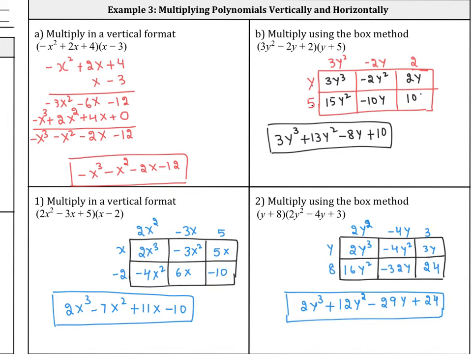So 2x cubed here, combine these two like terms, that's negative x squared. Combine these like terms, 11x minus 10.